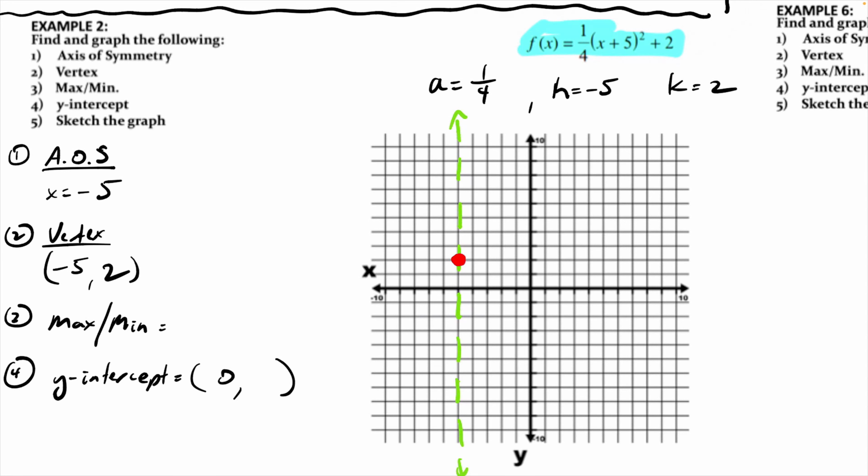Is that a maximum or minimum? If you know, you know. If you don't, you'll find out.